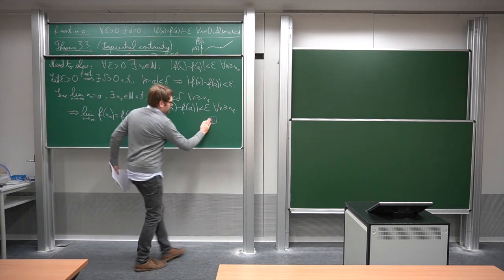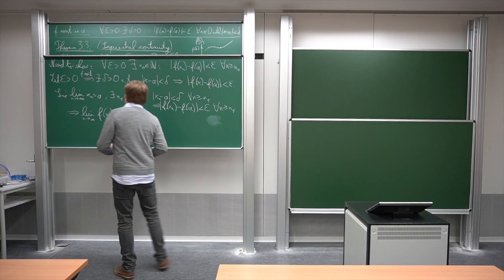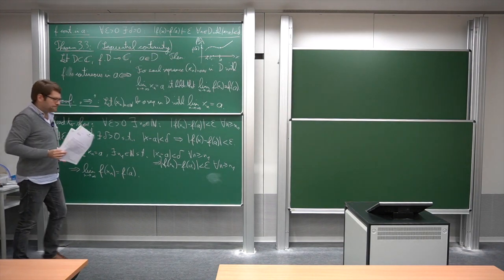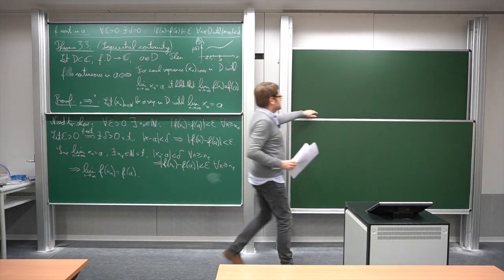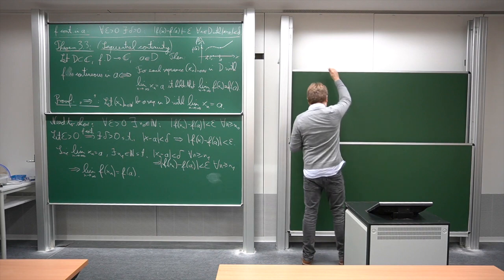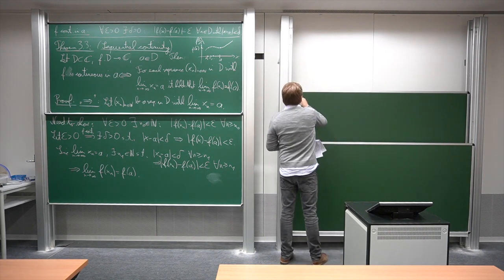Sorry, this is only one direction. Sorry. This completes the proof of this direction from here to there. Okay, now for the other way around. So we need to conclude from this sequence criterion that we have continuity. And this might sound a bit more challenging.